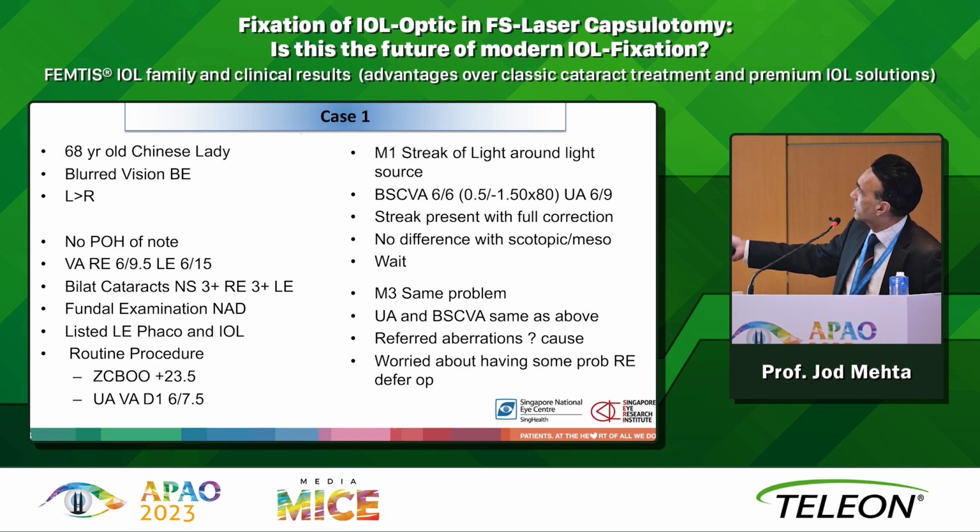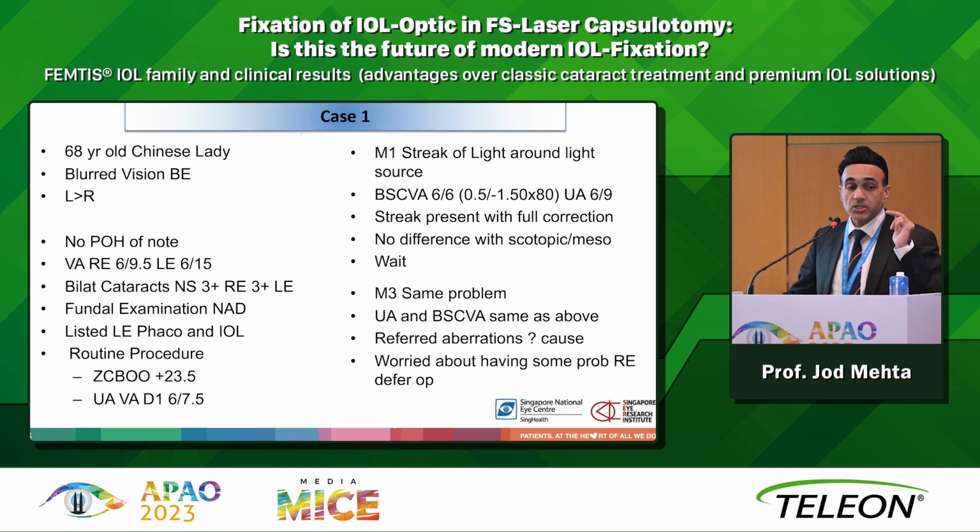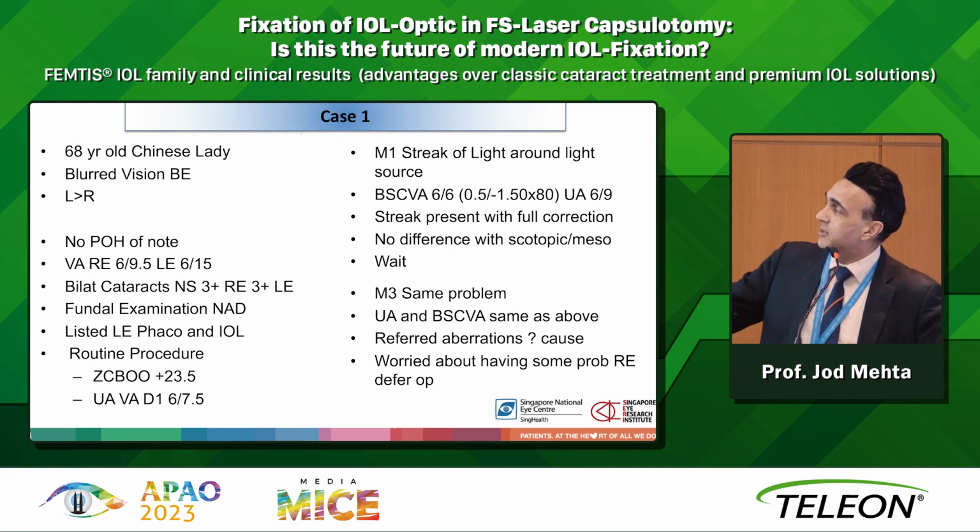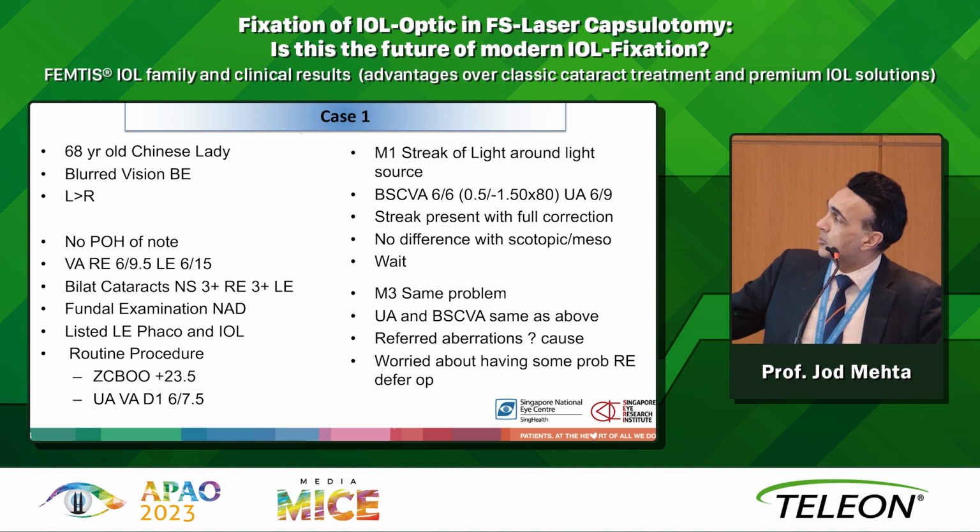At 1 month when she came back, she was complaining of photopsia and a streak of light around a light source. Now, her best corrected visual acuity is pretty good. The streak was still present with full correction, and she complained there's no difference with good lighting or poor lighting, so mesopic or scotopic. So as most trainees will do, they say, just wait, come back in 3 months, see somebody else. So they brought her back in 3 months' time, hoping somebody else would see her.